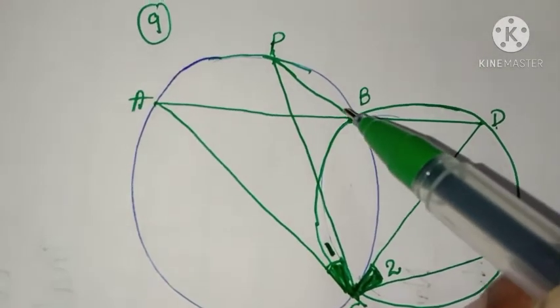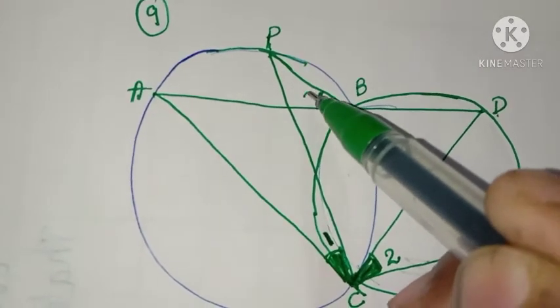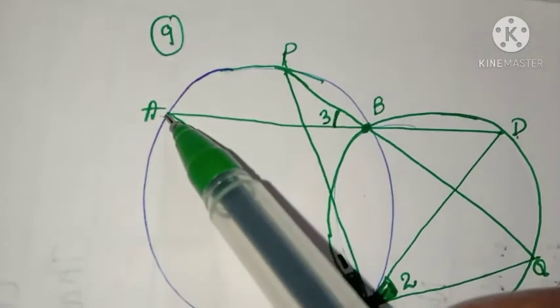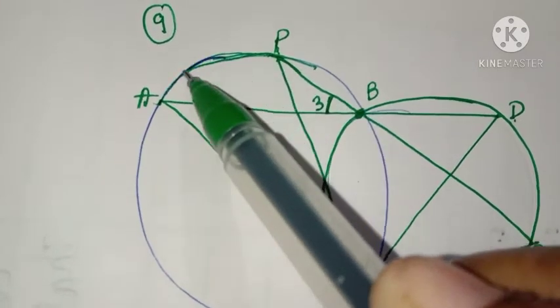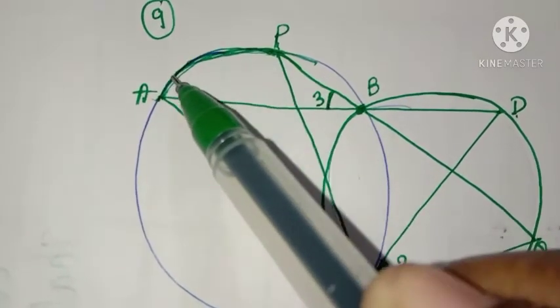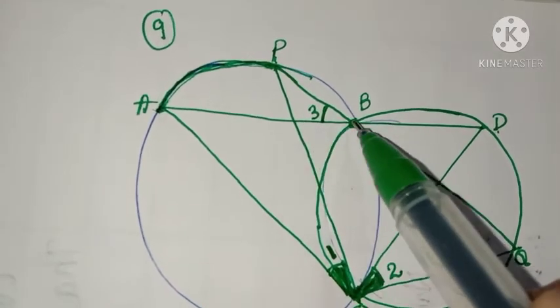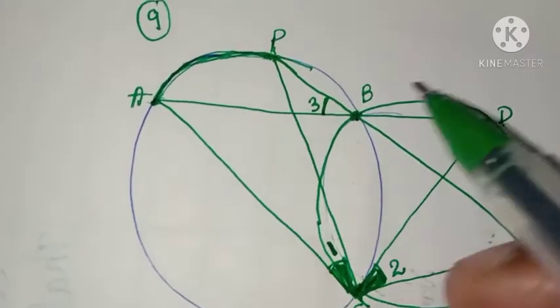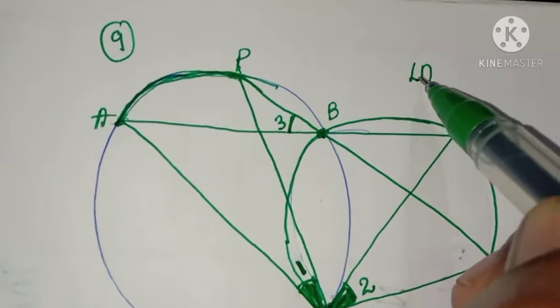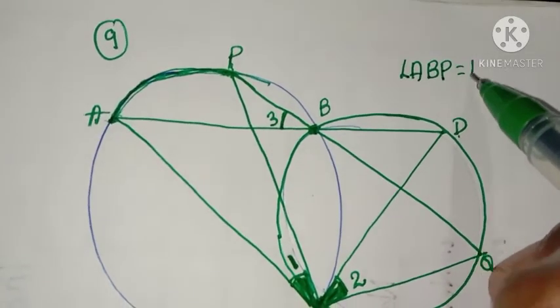Okay. Now take this angle as 3. Listen, this arc AP makes an angle at a point B. What is it? Angle ABP. That is angle 3, isn't it?